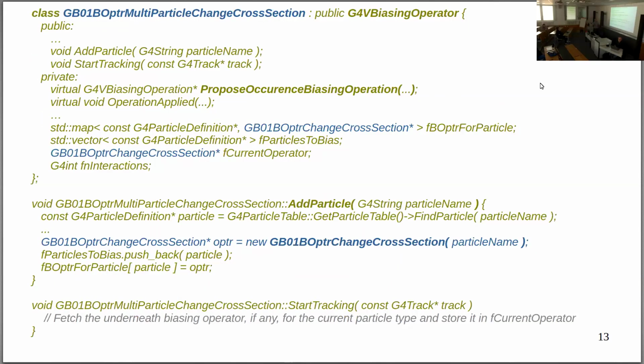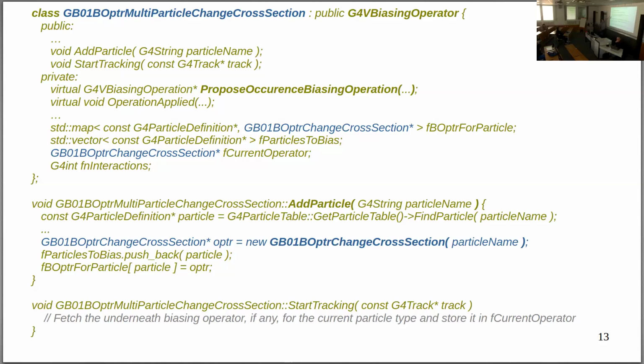This is the class, you see GB. This is a class of this example. It's not a general class of Geant4, which would start with G4. So when you see GB, it means general biasing, this example that we are going to look at.